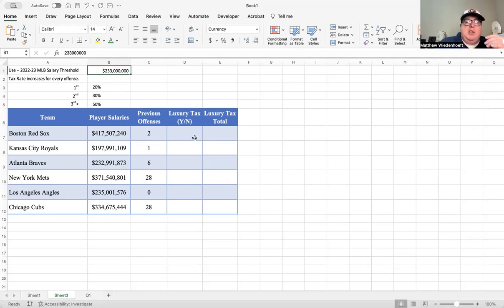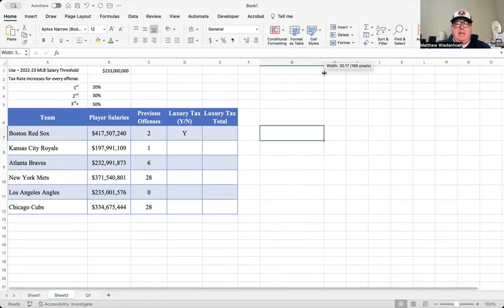But what we're saying here is the Boston Red Sox spent $417,507,240. The cap for that year is $233 million. They're obviously over the cap. So what we do is luxury tax. Are they going to have one? Yes, they're over the cap.